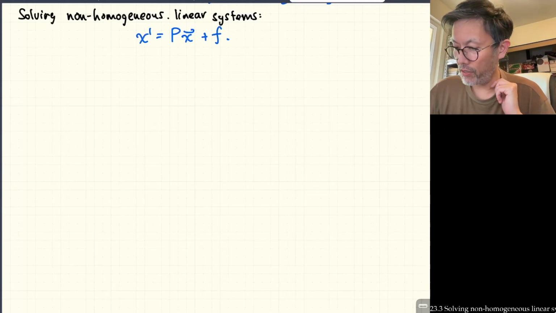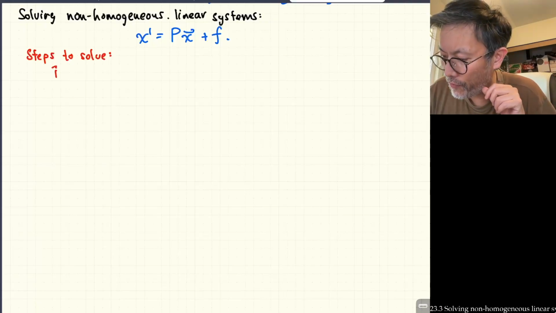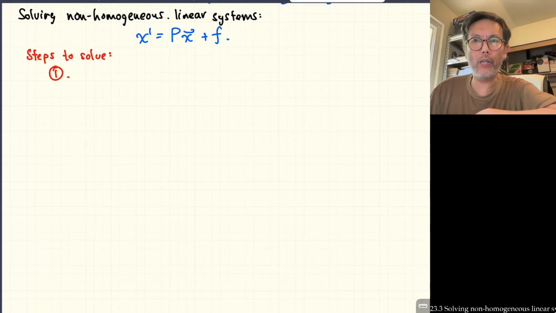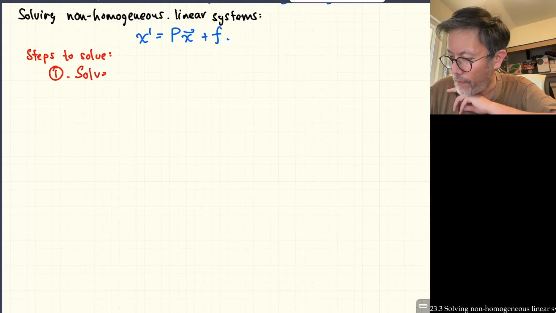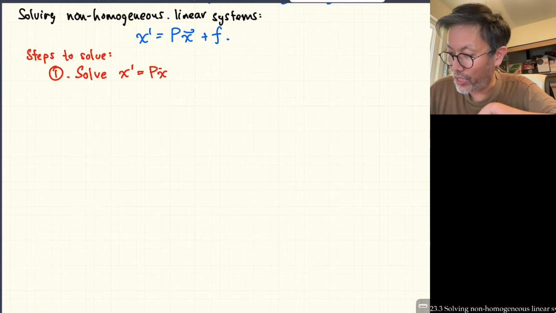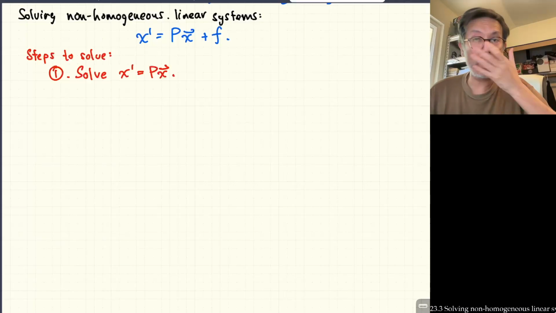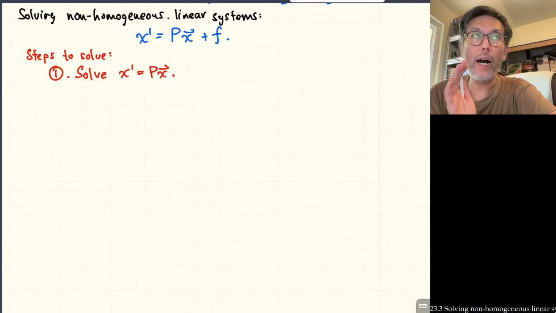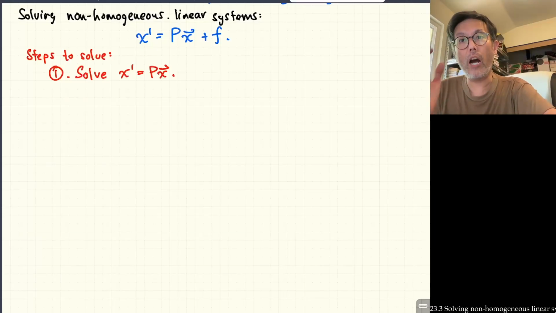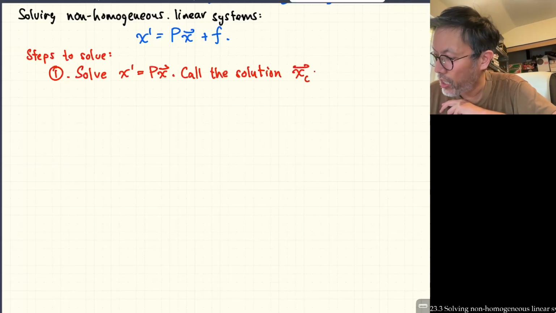Now, the steps to solving this are the following. First, you're going to solve what's called the associated homogeneous equation, and that's just where you zero out the f. Now, again, we don't even know how to do this, but I'm giving you a high level overview. We call the general solution to this the complementary solution, and denote it x sub c. The c here stands for complementary.